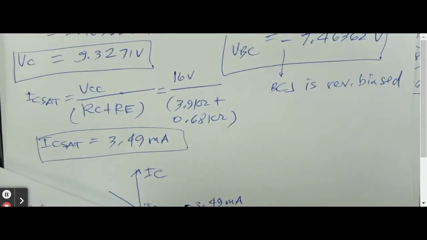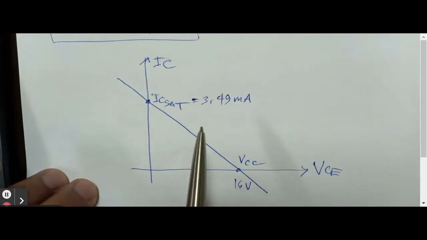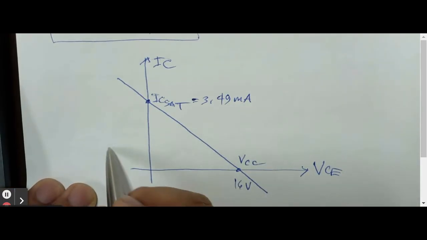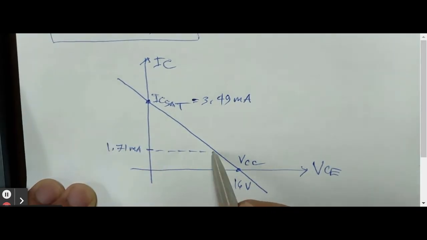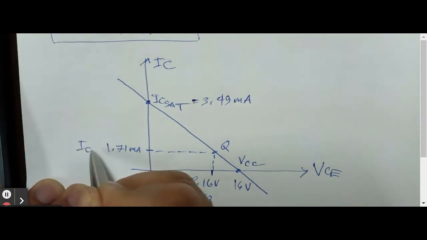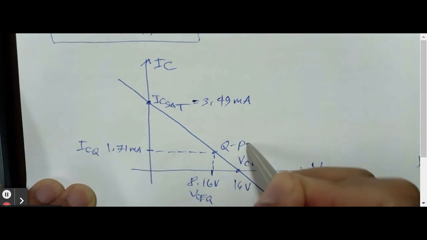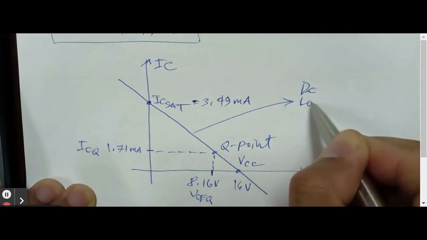So we have here our VCC equals 16 volts, and then our ICQ will be 1.711 or 1.71 milliamperes, and we have the Q point, and we have the voltage here equal to 8.16 volts. This is our VCEQ, and this will be our ICQ. There you go. This is our Q point, and this is our DC load line.